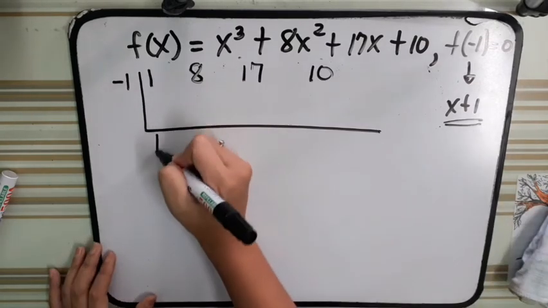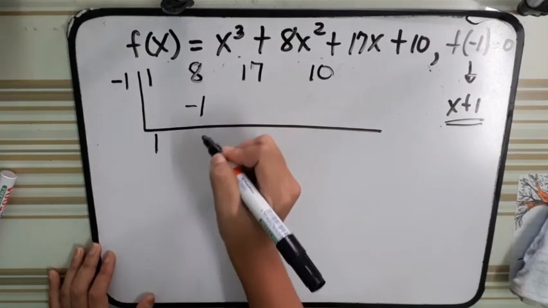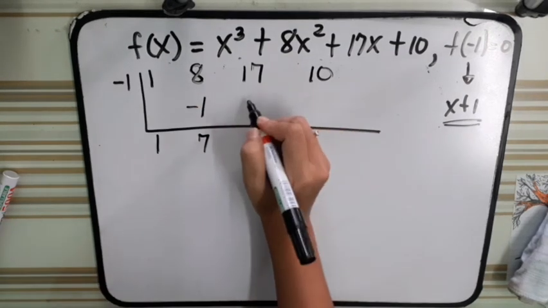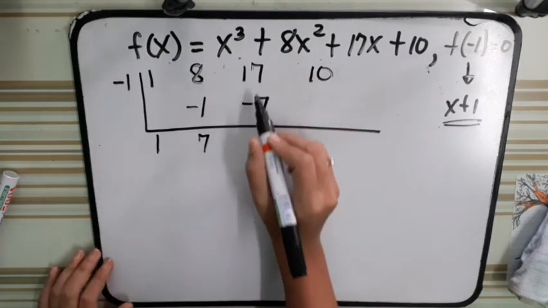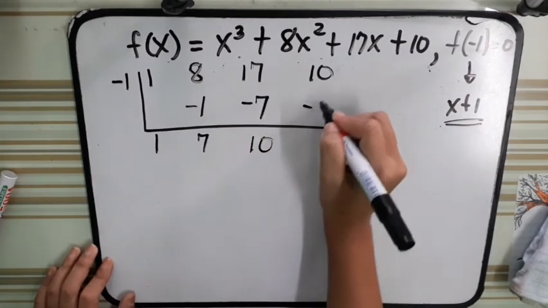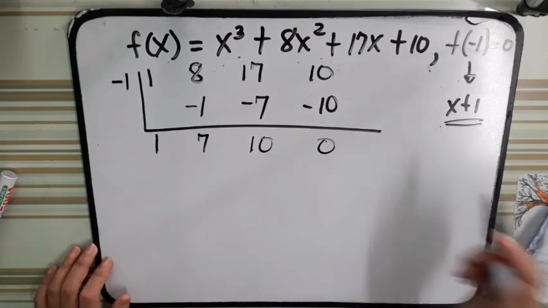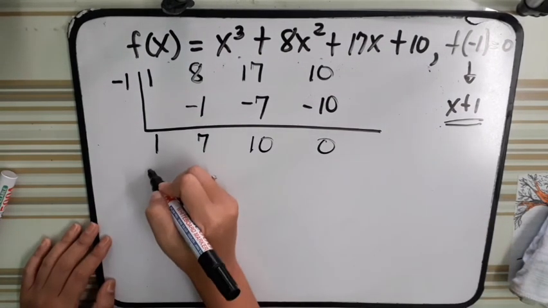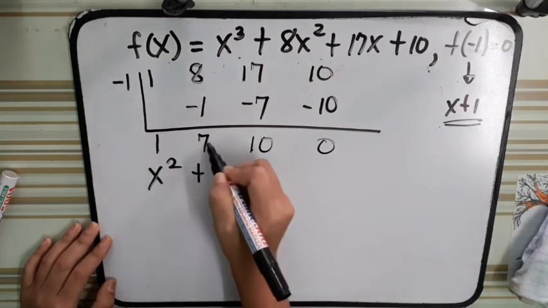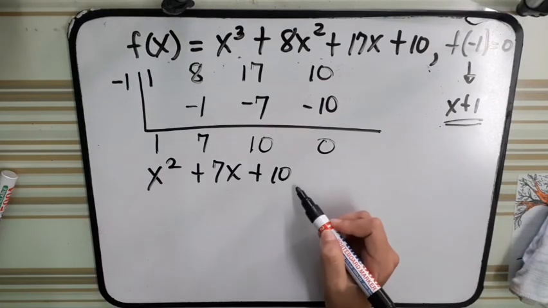Okay. So, bring down 1. 1 times -1 is equal to -1. 8 plus -1, I should say, is 7. 7 times -1 is -7. 17 plus negative 7 is equal to 10. 10 times negative 1 is negative 10, and this is equal to 0. Now, we get the depressed polynomial, which is, since this is x cubed, so this will become x squared plus 7x plus 10.